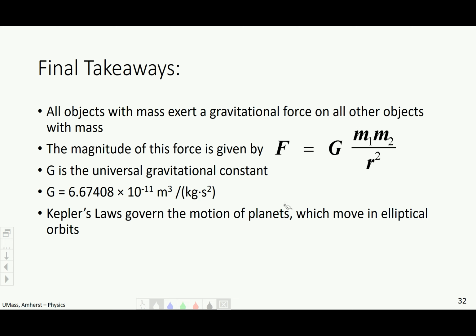And we learned a little bit about Kepler's laws. Kepler's laws govern the motion of planets. They move in elliptical orbits. The velocity of a planet as it goes around in its elliptical orbit is non-constant. And that's pretty much all we have at this point. So gravity, it's more complicated than you thought, but still very interesting.